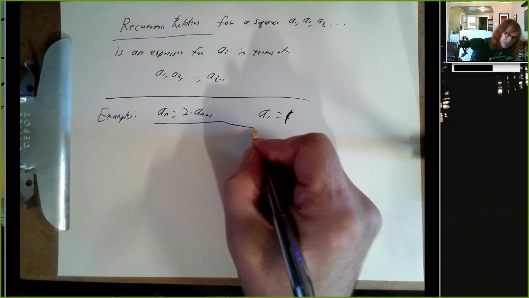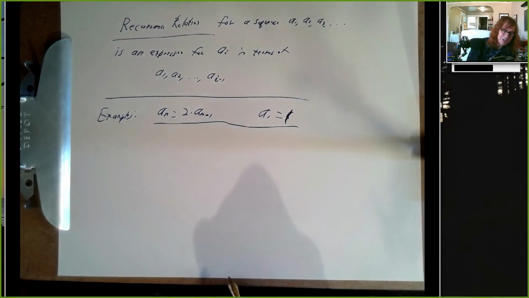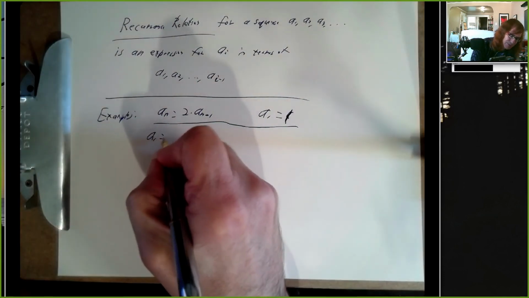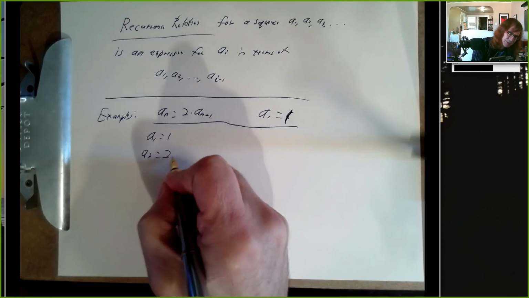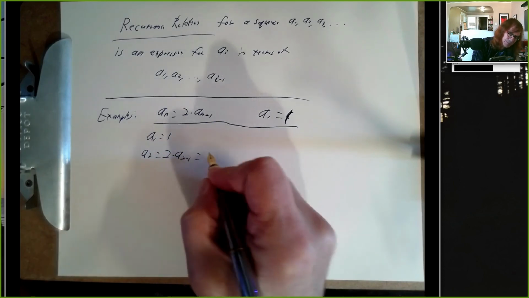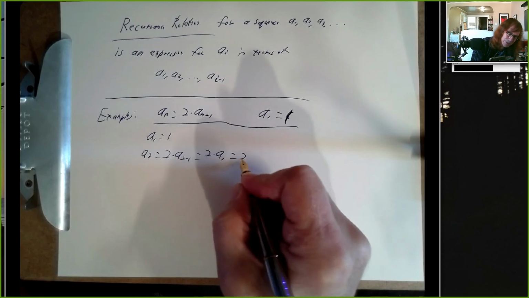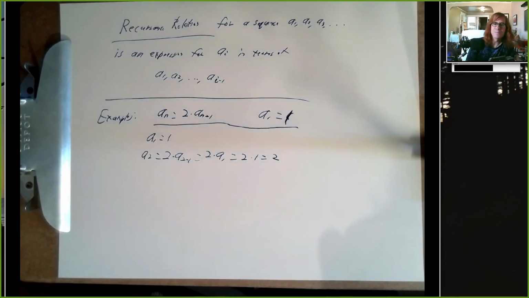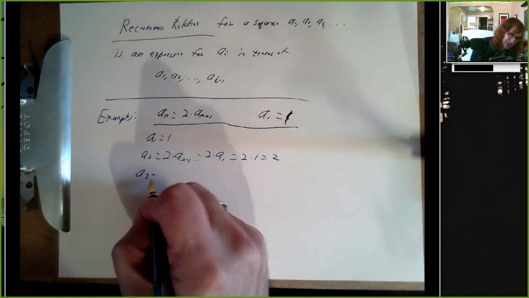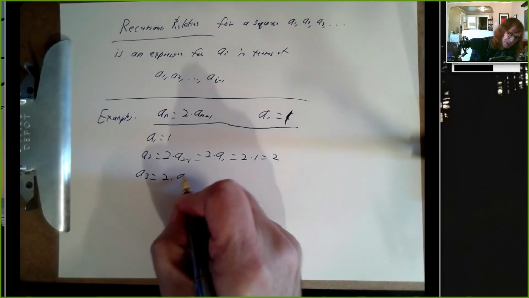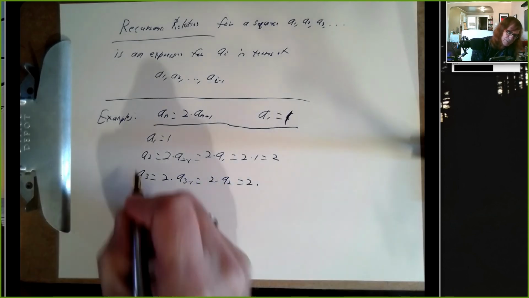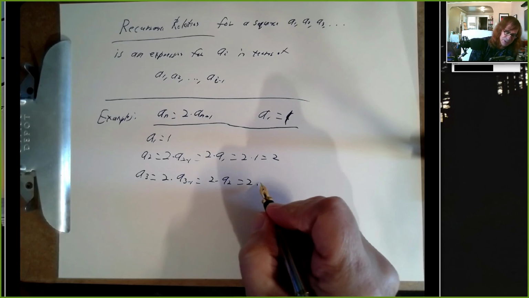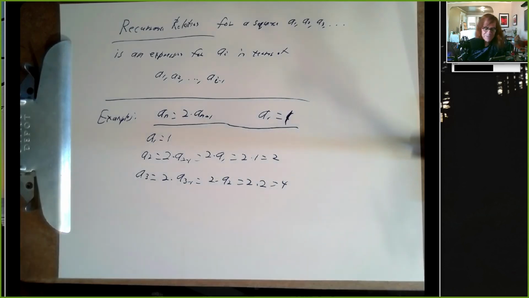Okay, these two things taken together tell me everything I need to know about the sequence. Because I know a1 is equal to 1, I know that a2 from this relationship is equal to 2 times a1, which is 2 times 1, which is 2. And now that I know a2, guess what? I can find a3. It's 2 times a2, and I already found out a2 was 2, so a3 is 2 times 2, which is 4.